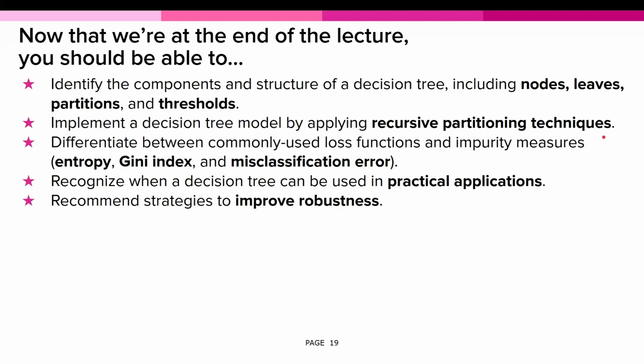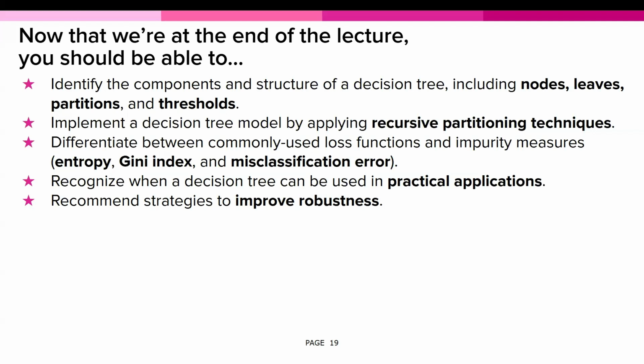Okay, so that brings us to the end of this lecture on decision trees. So we'll now do a quick summary of what we covered and what you can expect to now be able to do, now that we went over this material. So yeah, we talked about the anatomy of the decision tree. We identified the components and structure that go into such a model. So things like describing trees in terms of the nodes, leaves, partitions or splits, as well as the threshold within those splits.